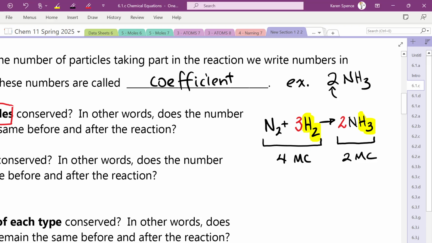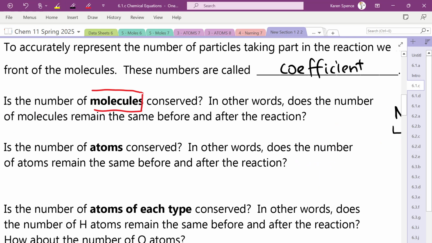So when a reaction occurs, do we conserve the number of molecules? Does the number of molecules have to stay the same? Did it stay the same? We went from 4 to 2. So is the number of molecules conserved? Does it stay the same? No.